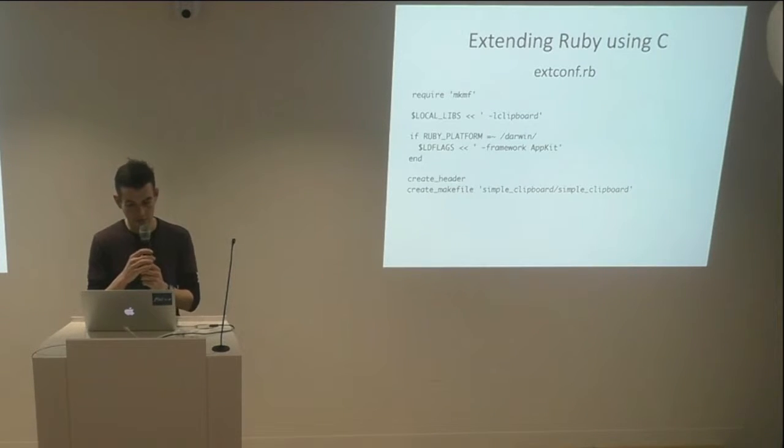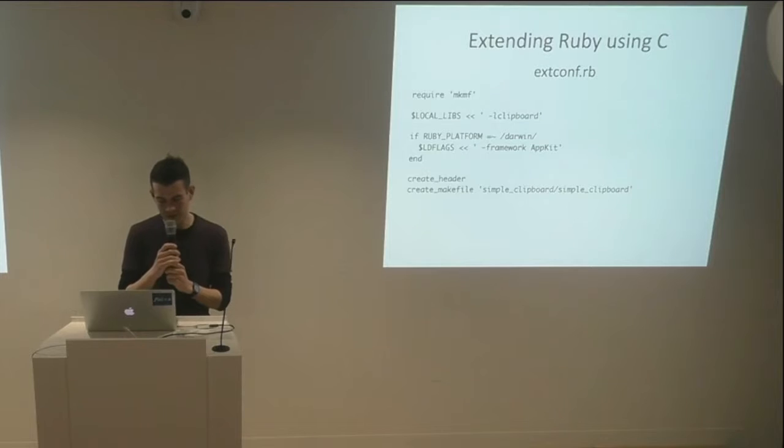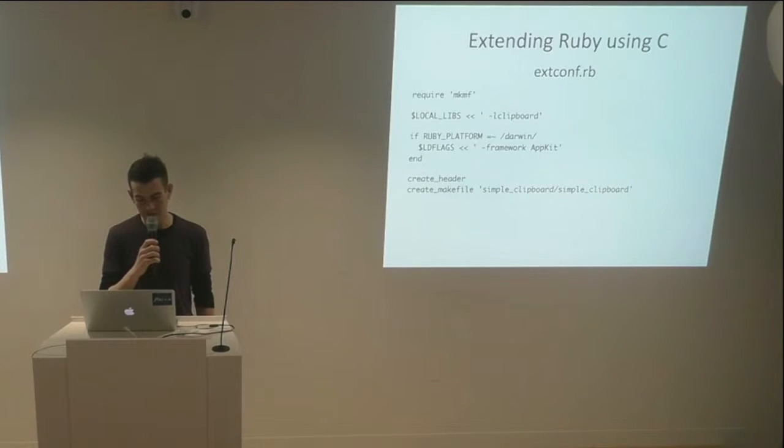Here we start off with a require for this mkmf thing. That's short for makefile. We tell mkmf about the clipboard library. That's what's happening in this local libs -l clipboard line. If you're on Mac, you have to do some extra funky stuff and include something called AppKit, and I'm really sorry about that. Finally, we do these two weird lines, create header and create makefile. They're pretty self-descriptive.